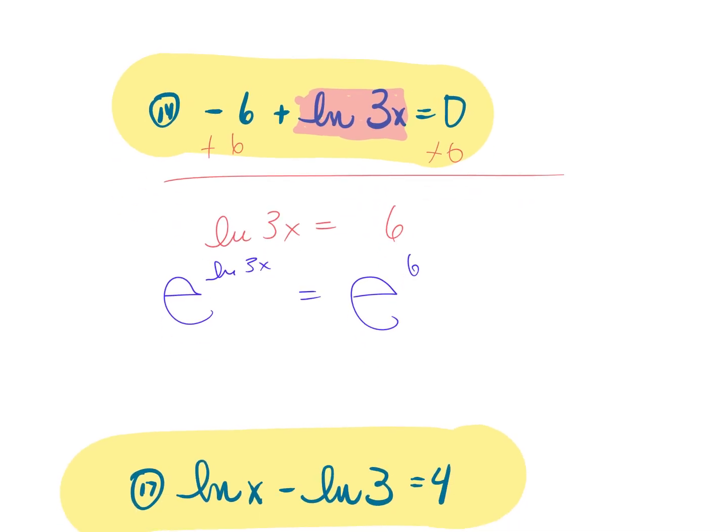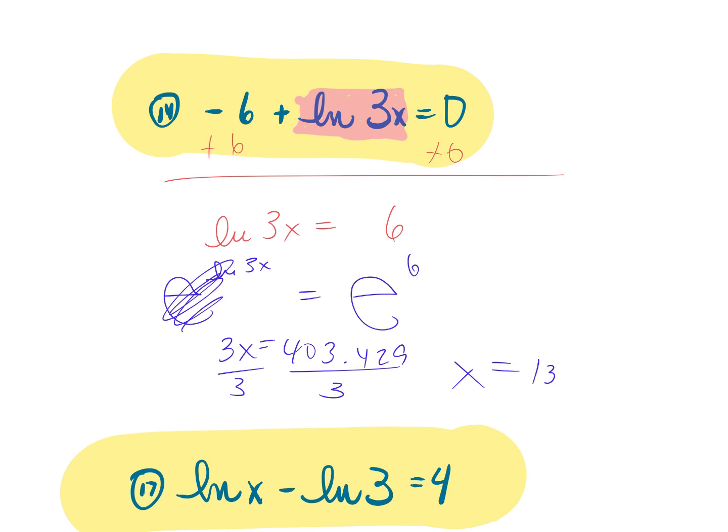What happens on the left with E and ln? They cancel. So you have 3x equals, what is E? Second, ln to the 6th power. I got 403.429. And now what do I do? Divide both sides by 3. So x equals, divided by 3, 134.476. Yes, ma'am. All right, what can I do here with this x value?